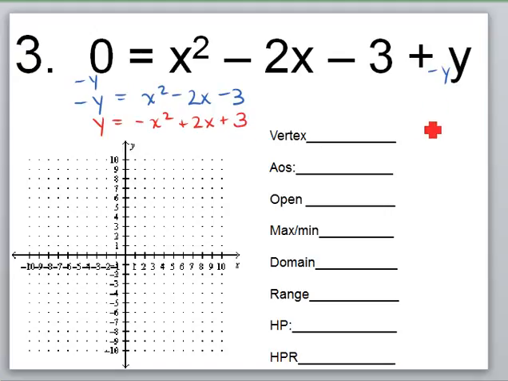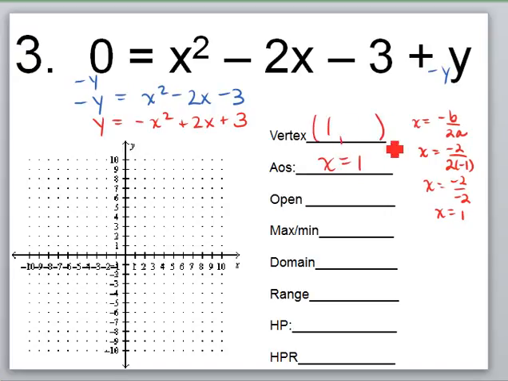Okay, from there I can go ahead and figure out my vertex. My vertex is negative b all over 2a. So I end up getting negative b all over 2 times negative 1. So my x is equal to negative 2 over negative 2, which is a 1. So I have x equals 1 here. My vertex is 1 comma something.